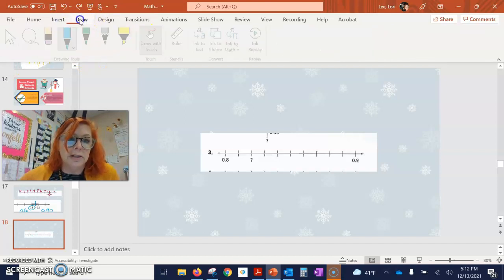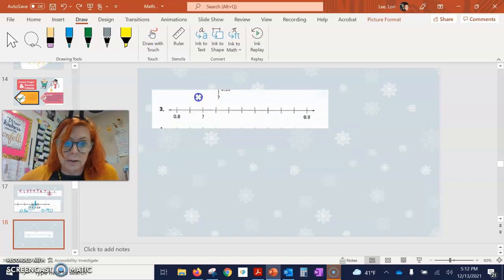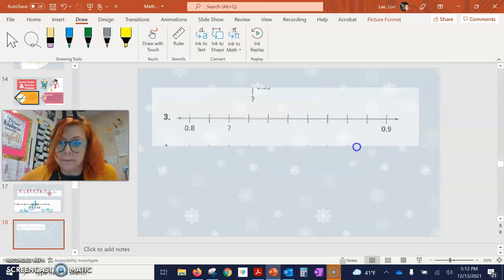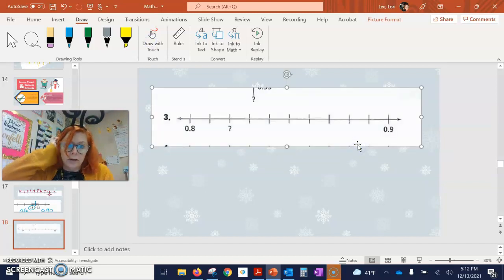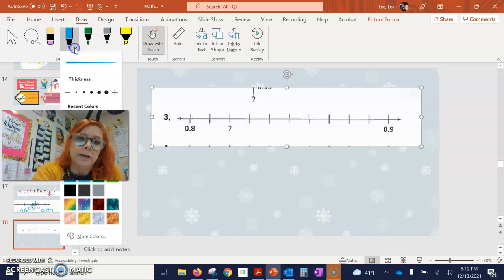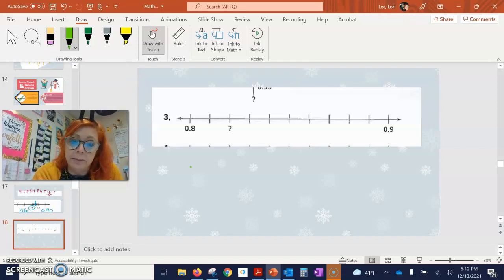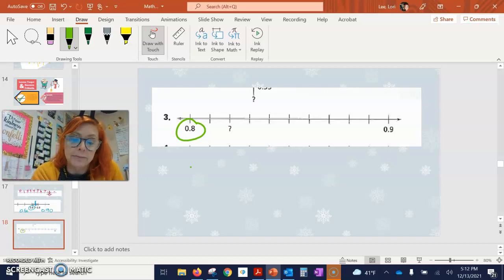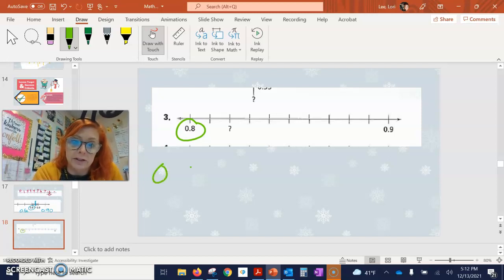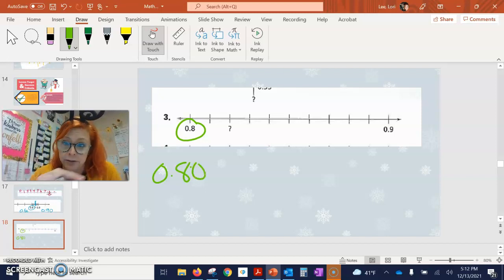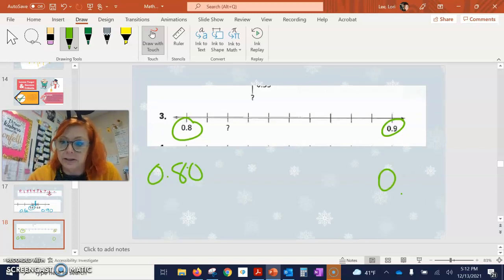And just like last time, we really need to enlarge this. Ooh, wow, this one's a little more difficult. I can see a lot more going on here. But again, remember what this is. How do you read this decimal? 0 and 8 tenths, which is also equal to 0 and 80 hundredths. And the same over here. This is 0 and 90 hundredths.